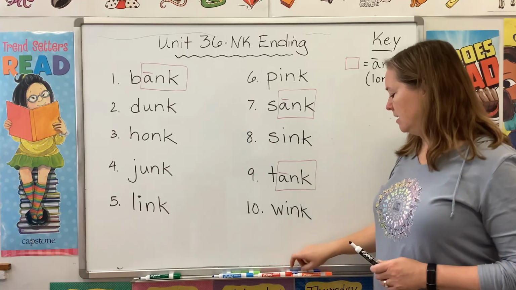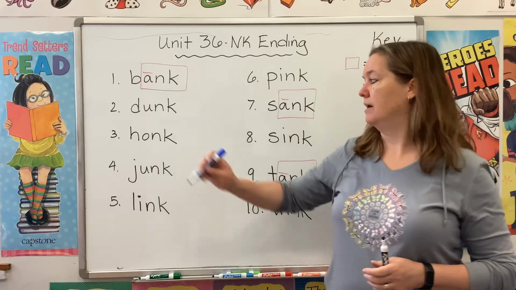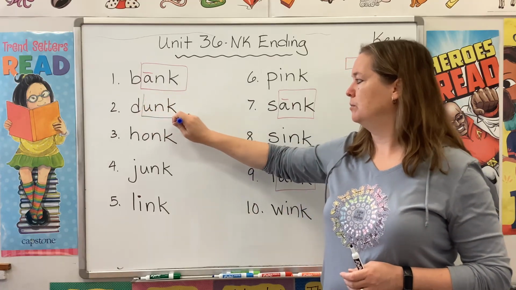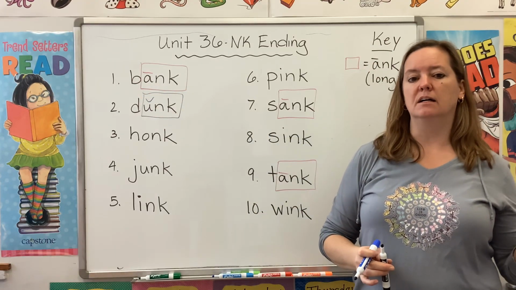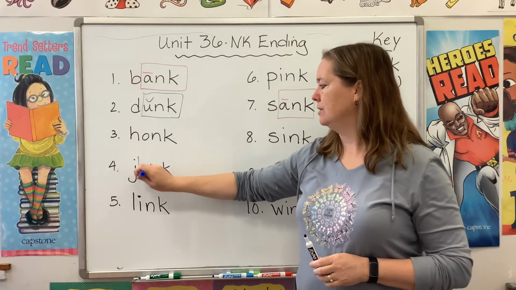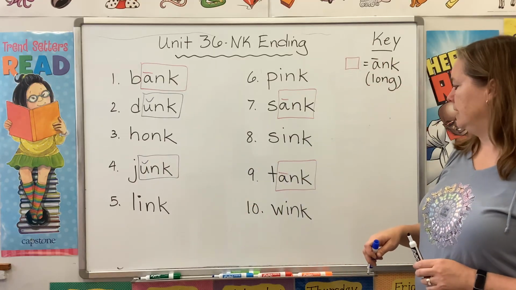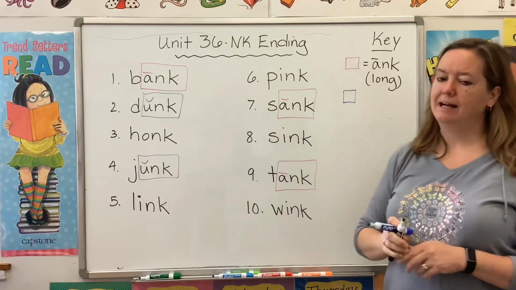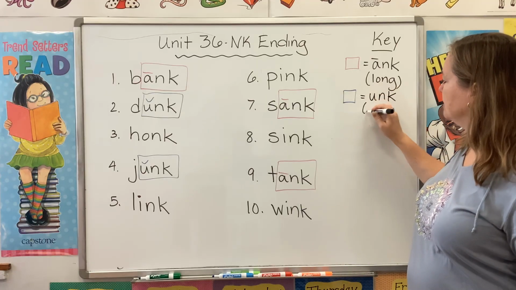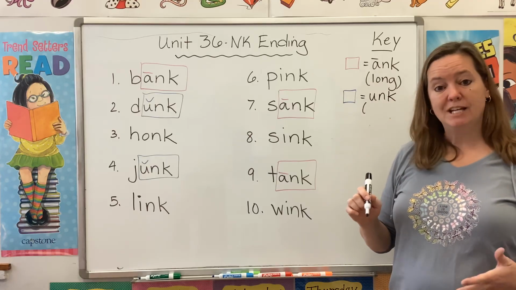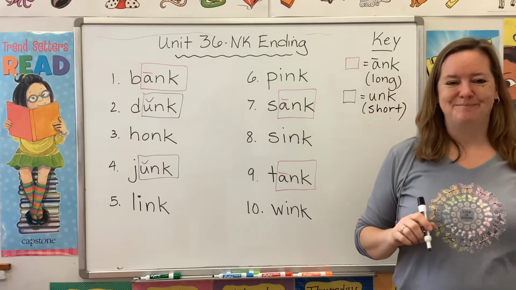All right, let's choose a second color, and this time let's look for words that have a U before the NK. We see this in the word dunk. That U is short. D-u-nk. We see it again in the word junk. J-u-nk. And that's it. Okay, so blue box equals U-N-K. And just like last week when we put an N-G after it, that U is going to be short.